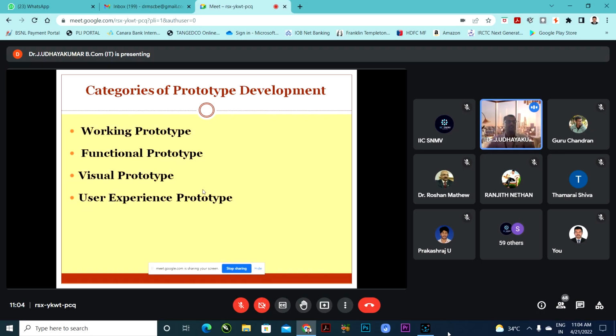The second one is the functional prototype. The functional prototype and working prototype are both similar in the development process, with only a slight difference: they use different scales and different techniques. In the working prototype, we use the same technique, but in the functional prototype, we use different scaling and different techniques. The third one is the visual prototype.